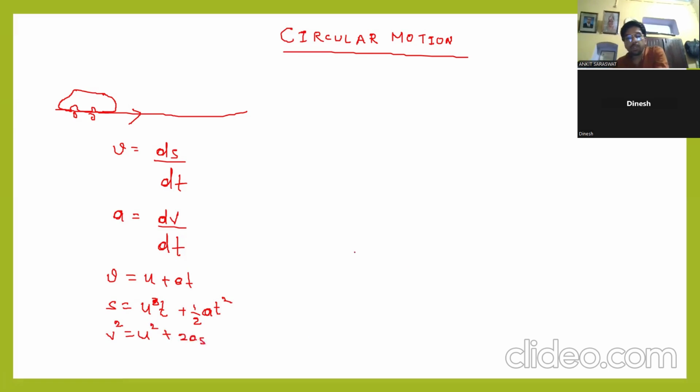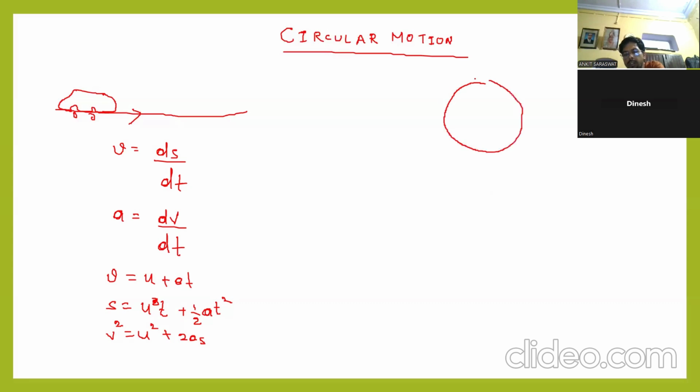But in case of circular motion, the particle is not moving in a straight path, it is moving in a curved path. Clear? Now, why is it taking a circular path? Why is it taking a curved path? There is some reason behind that. This is radius r. Clear? This is the circular path.